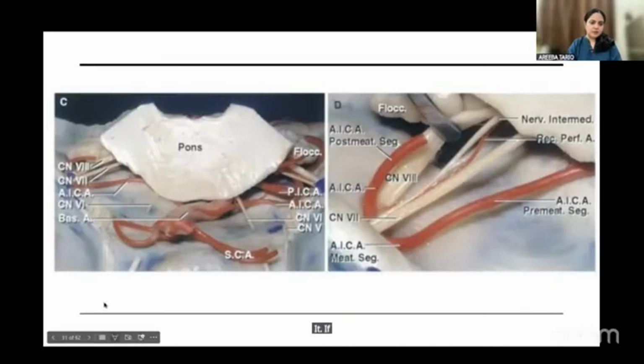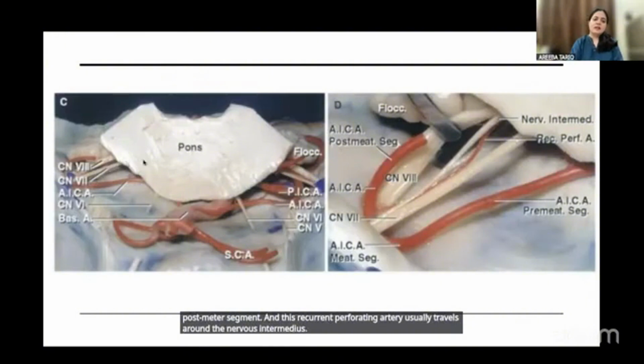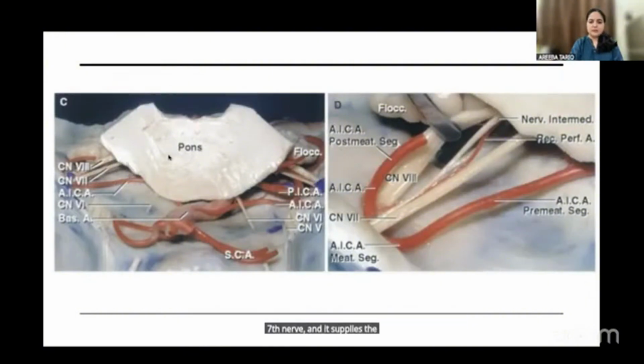If you see it here, this is the premeatal segment. This is the premeatal segment. This is meatal segment, and this is the postmeatal segment. And this recurrent perforating artery usually travels around the nervus intermedius, 7th nerve, and it supplies the pons or the brainstem.